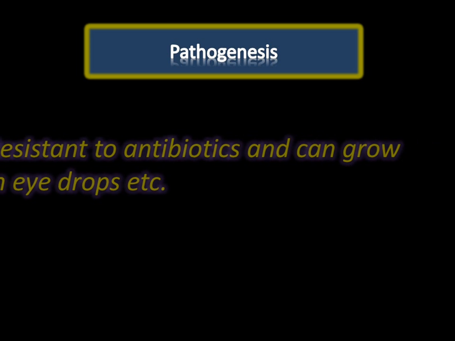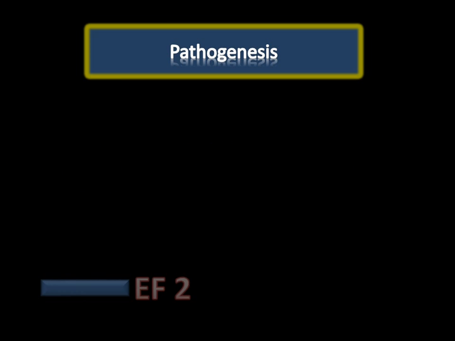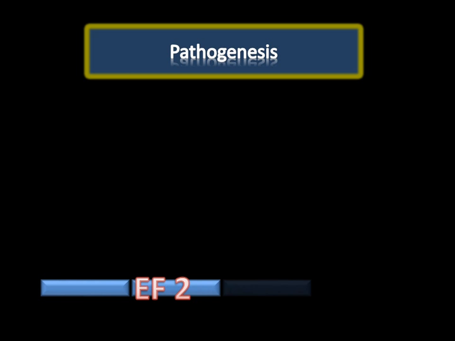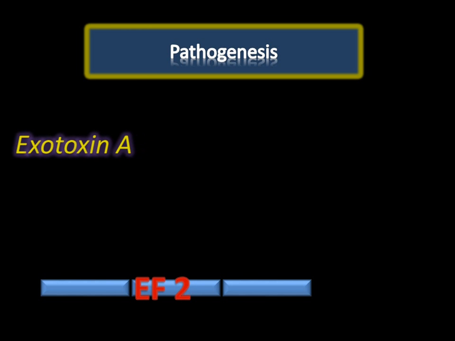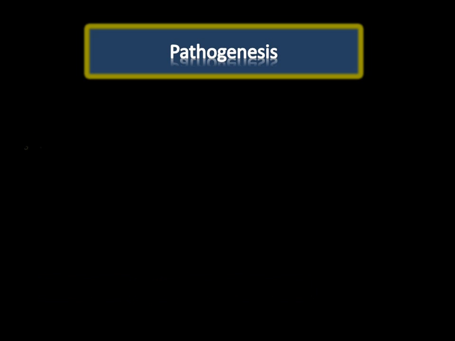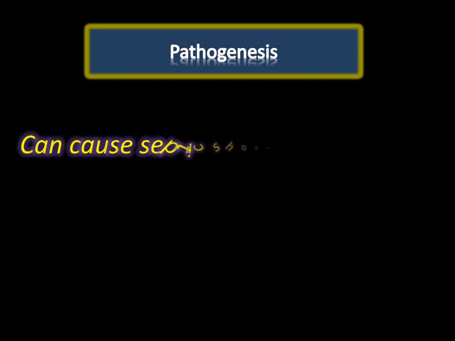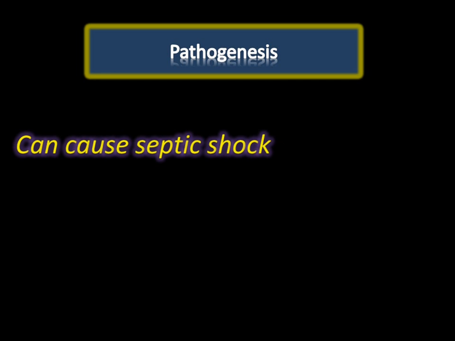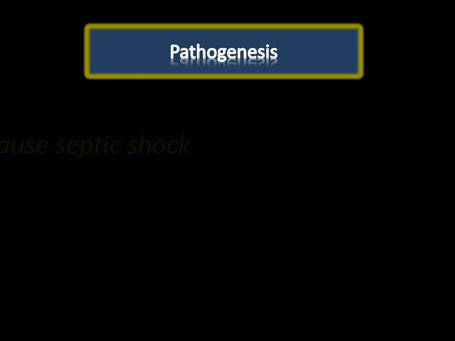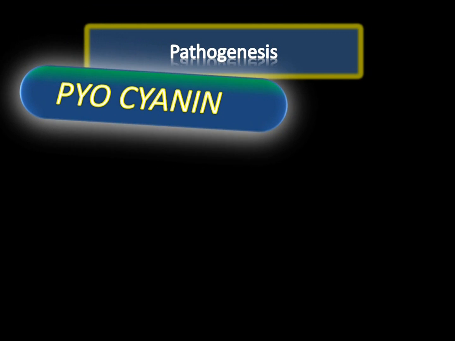The elongation factor 2, which is responsible for protein synthesis, is inhibited by exotoxin A. Endotoxin causes septic shock. The enzymes elastase and protease also help in its spread. The pigment pyocyanin damages the cilia in the respiratory tract and promotes respiratory infections. Besides this, the capsule or the slime layer prevents phagocytosis.